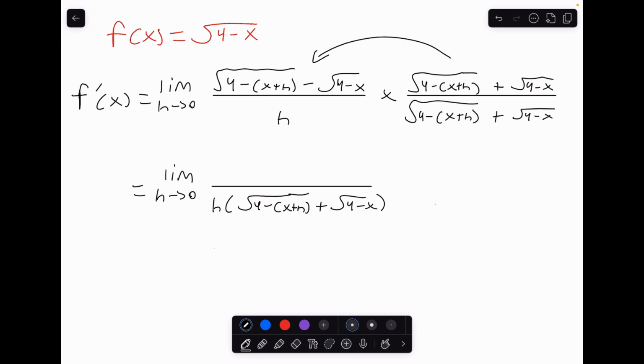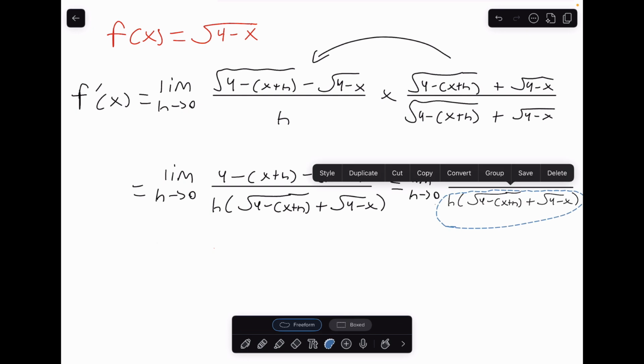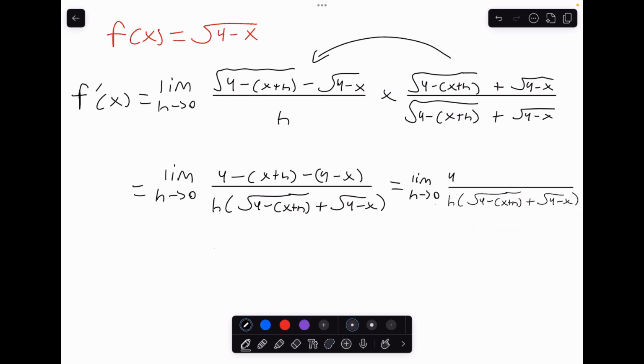Then we're going to do the numerator. Basically, we just get rid of the square roots. So 4 minus x plus h minus 4 minus x, brackets. Let's distribute those negatives in. Okay, so 4 minus x minus h minus 4 plus x. Now we're on to the really easy part, cancel and compute the limit. So let's cancel first. This 4 cancels with this negative 4. This negative x cancels with that positive x. This negative h cancels with this positive h down here.